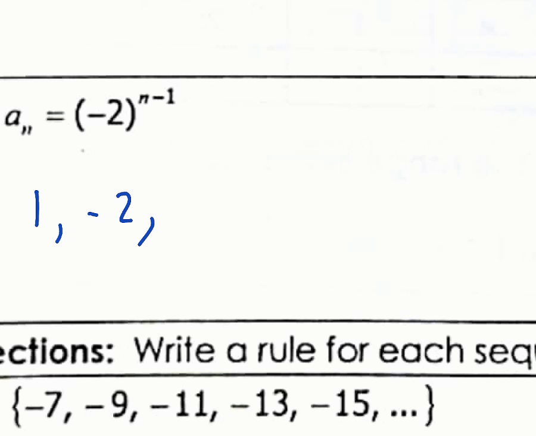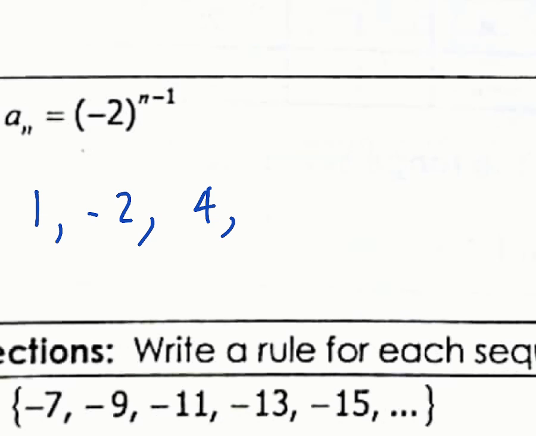Third term, plug in 3. What's 3 minus 1? I said the answer already. What is negative 2 squared? 4. Positive 4. So all of a sudden, what do you notice this thing's doing? It's going back and forth from positive to negative to positive. You think the next one's going to be negative?